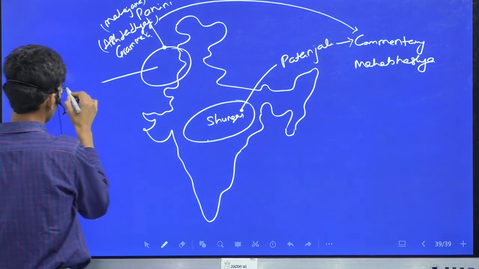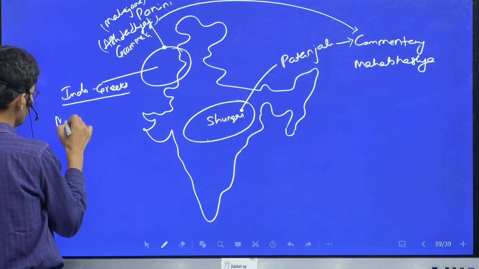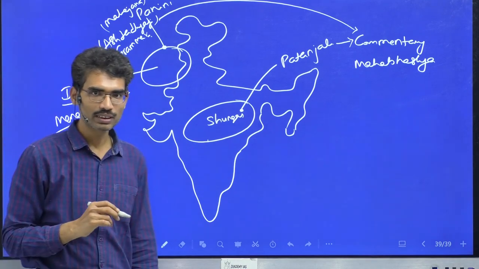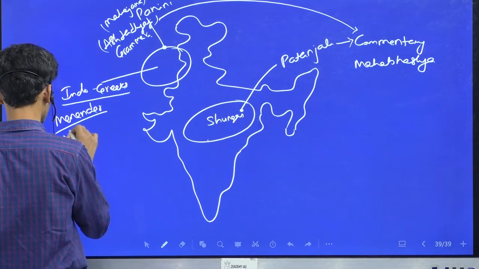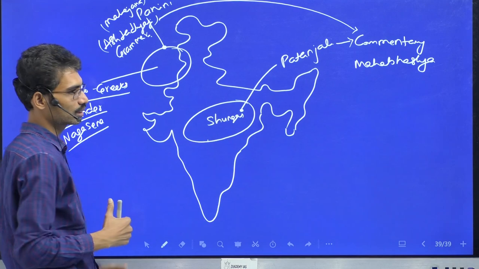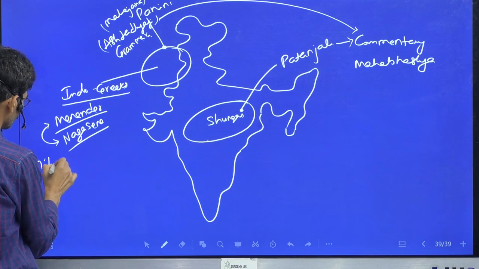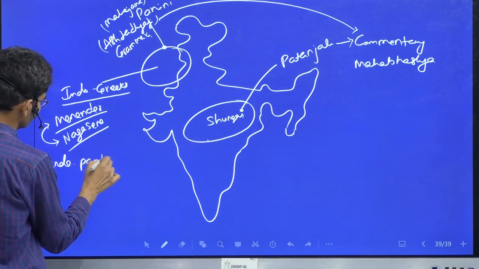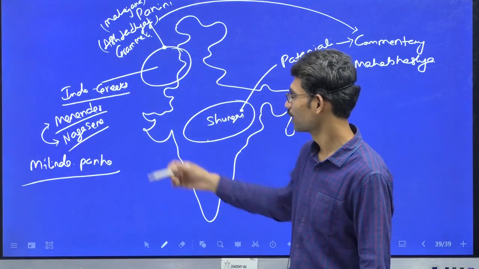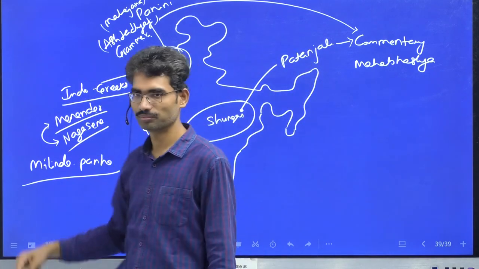Now at this time, there were Indo-Greeks. There was one ruler called Menander. And he was interested in Buddhism. He asked many questions about Buddhism. Nagasena was the person who answered these questions, and the conversation between these two became Milinda Panha. Now you see, so many names will come. Milinda Panha, Menander, Nagasena, he belongs to Indo-Greeks, Buddhism.